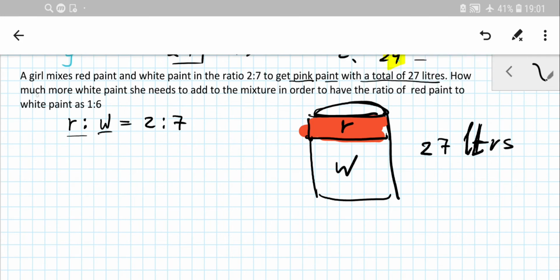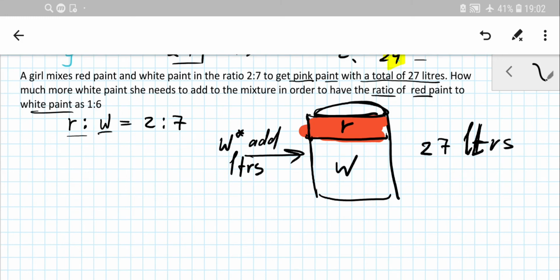Okay, how much more white paint does she need to add to that mixture? So something sort of white to add in terms of liters, in order to have the ratio of red paint to white paint as 1 to 6.